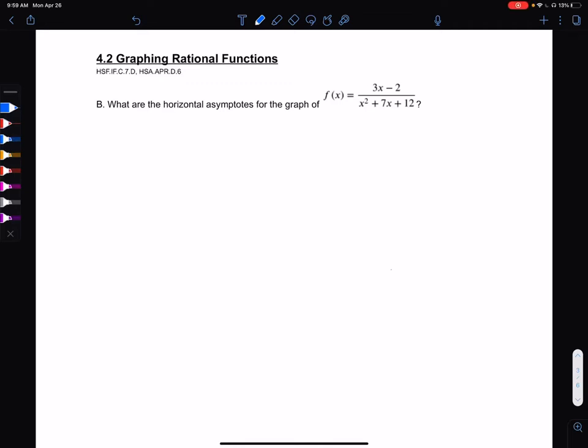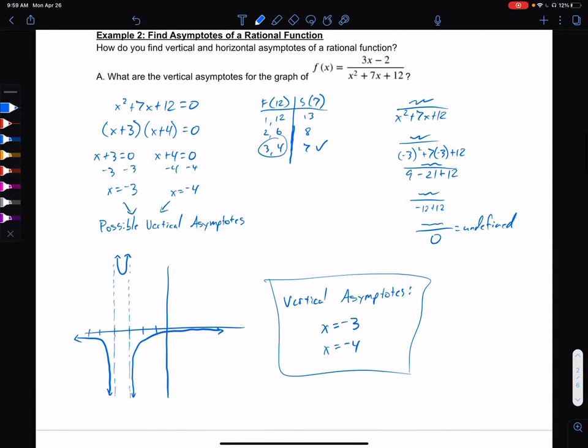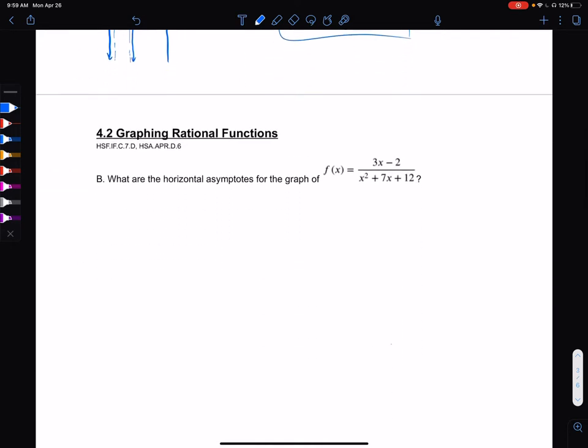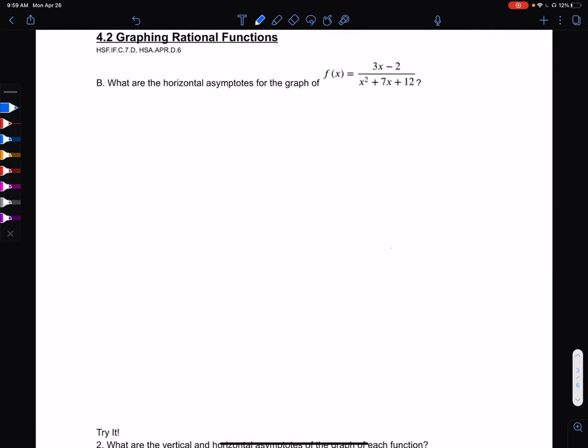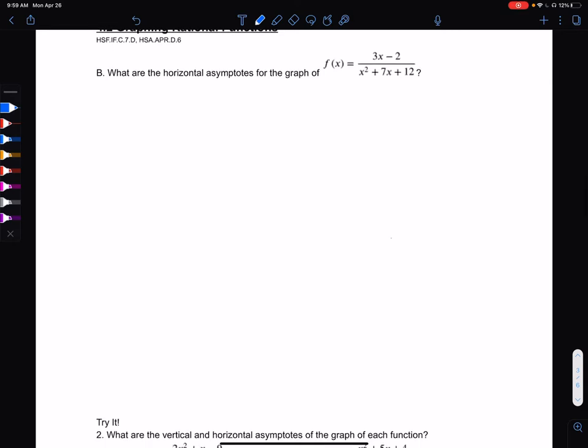In this video, we're going to look at example B, part B from example 2, where we find asymptotes of a rational function. In part A, hopefully you remember that we found the vertical asymptotes. So in part B, we are going to look for the horizontal asymptotes for the graph of f of x equals 3x minus 2 over x squared plus 7x plus 12.